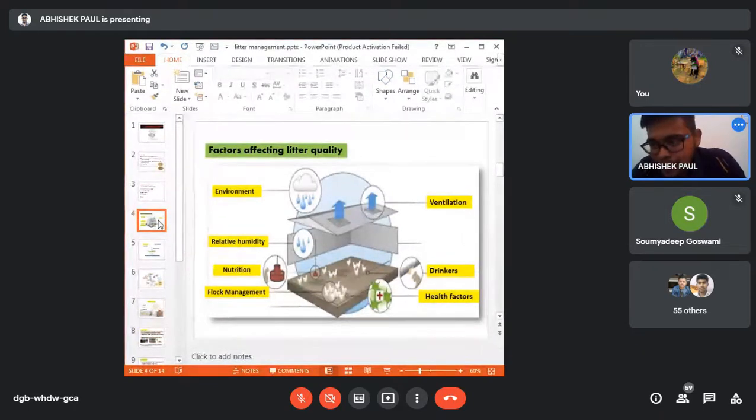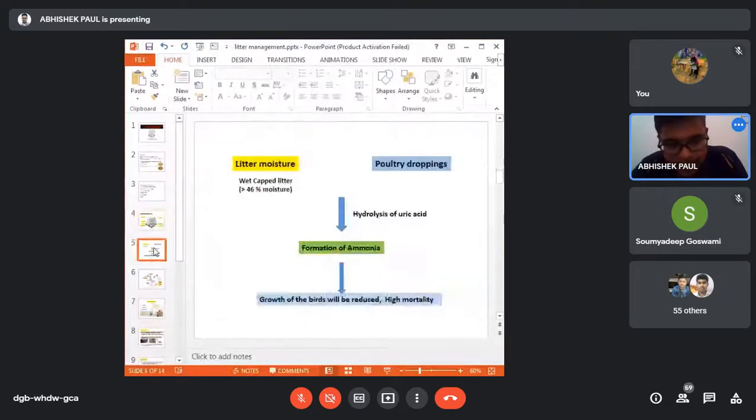If the birds are not healthy, if they are suffering from diseases like diarrhea, or if the dropping is too watery, then it will easily cause wet litter material. And you see, the wet material plus the poultry dropping will lead to hydrolysis of the uric acid, and there will be a formation of ammonia. So this is the normal cycle.